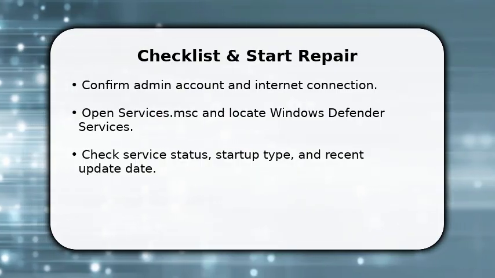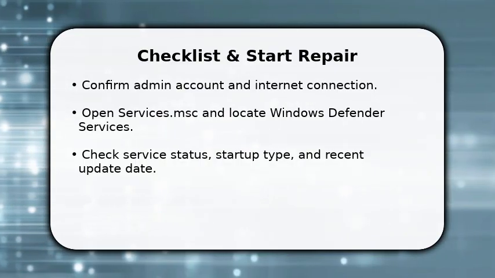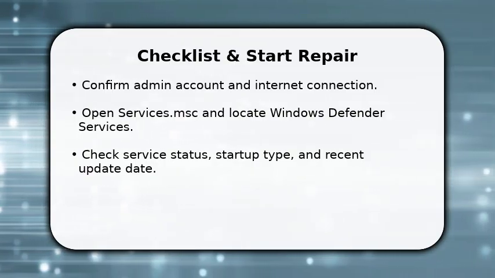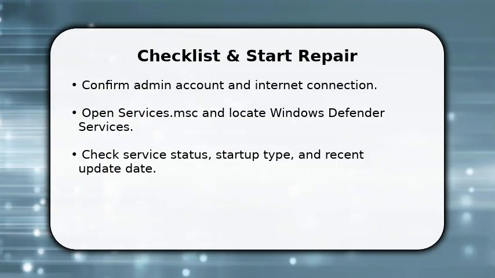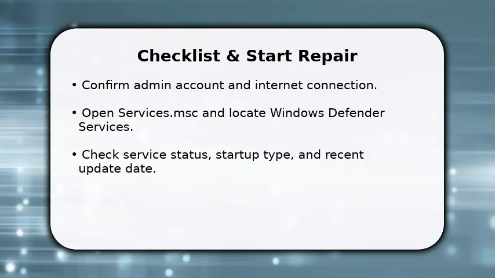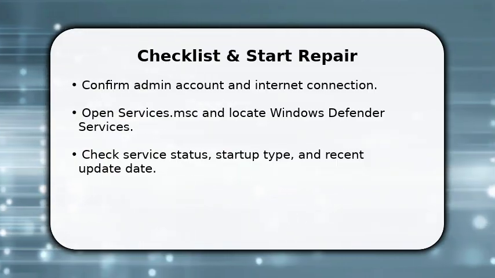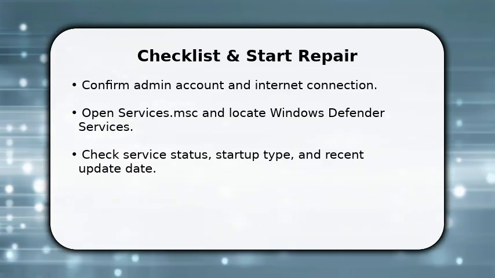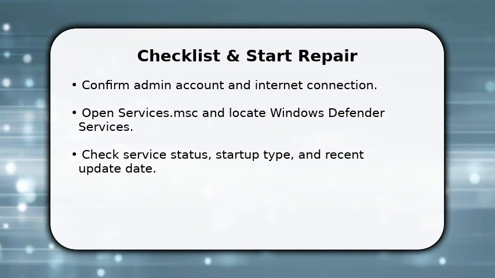Open services.msc now and find Windows Defender Antivirus Service and Security Center. If a service is missing, make a note. If present, check startup type, set to automatic delayed start when appropriate, and view the last modified date. Once done, don't reboot yet. Proceed to the next repair steps to restore missing components.